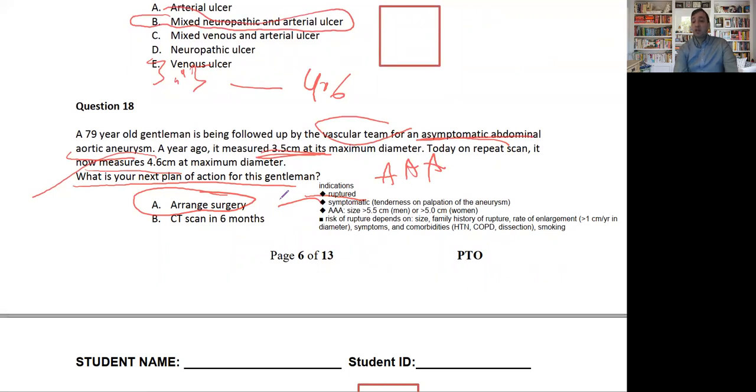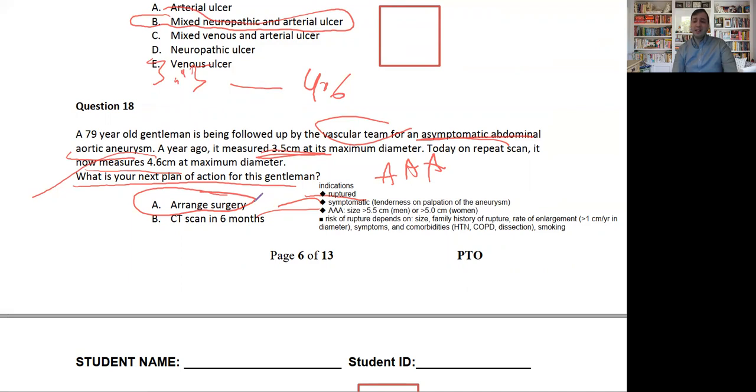Indication if it's symptomatic, which is tenderness on palpation of the aneurysm. And it could be an elective indication. Elective indication of the abdominal aortic aneurysm is size more than 4.5 centimeter in men or more than 5 centimeter in women. And the other indication is rapidly expanding abdominal aortic aneurysm, and the definition of rapidly expanding is increasing in size more than 5 millimeter over 6 months or more than 10 millimeter over 1 year.